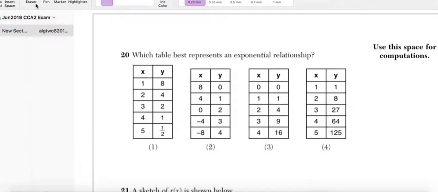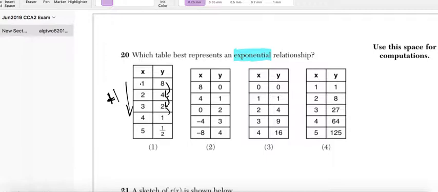Which table represents an exponential relationship or exponential function? Exponential functions have to increase or decrease by a common ratio as x increases or decreases by a constant amount. So if you look at this one, 1, 2, 3, 4, 5, x just increases by a plus 1 pattern, right? Which is fine. So then if it's exponential, y should increase or decrease by a common ratio. So we could say it's decreasing. It's being divided by 2. 8 divided by 2, 4.